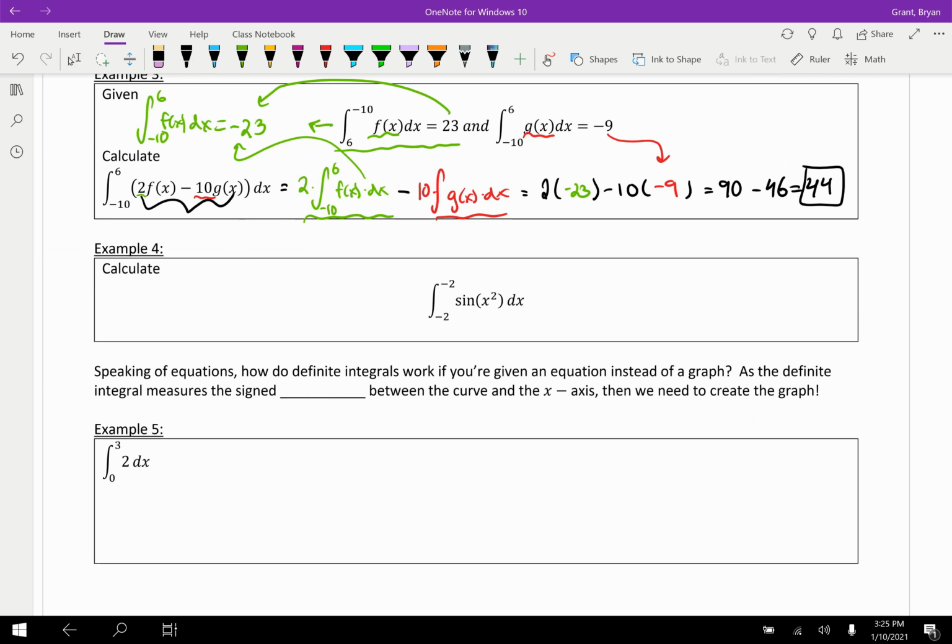Okay, next up. Well, there's actually an equation here. Okay. Well, this says we want to find the area beneath the graph of sine of x squared.